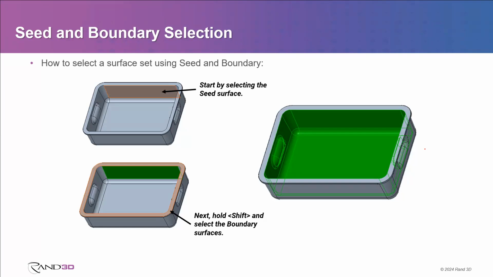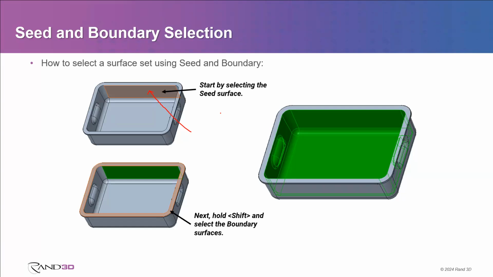To do this seed and boundary, you're going to start by picking one of the surfaces you're trying to select. In my example, I want to pick all the inside surfaces of this container. So I start by picking any one of them. It really doesn't matter which one I start with, maybe the sidewall there. That's going to be referred to as the seed, the surface you pick. What gets selected in this process is the seed you start with, plus every surface that touches that seed, plus every surface that touches that bigger set, up to and not including boundaries that you pick while holding the shift key.